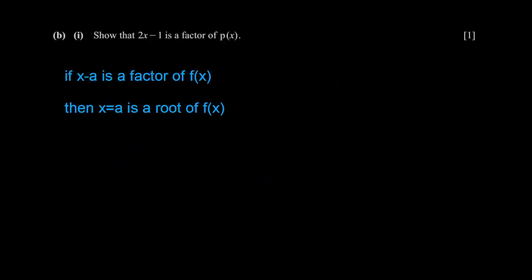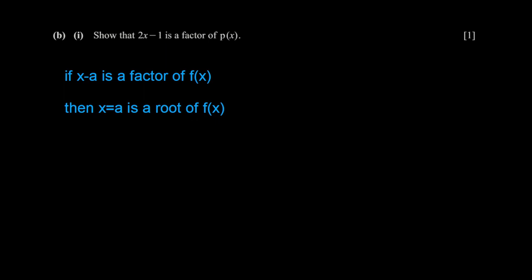Part B, we want to show that 2x minus 1 is a factor of P of x. This is using the factor theorem. The factor theorem is basically a consequence of the remainder theorem, if you really think about it, but I'll write it out here nice and simply for you. If x minus a is a factor of a polynomial, then x equals a is a root. So if x minus 5 is a factor, 5 is a root. If x minus 12 is a factor, then 12 is a root. If x plus 8 is a factor, then minus 8 is a root, because it's x minus minus 8, the same thing as x plus 8.